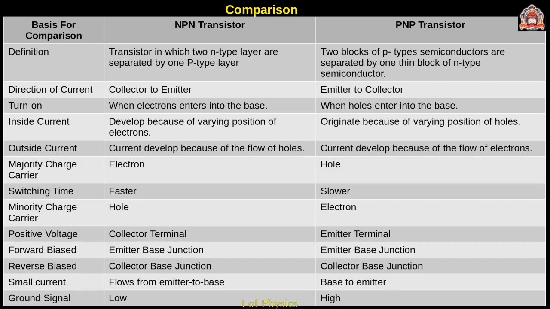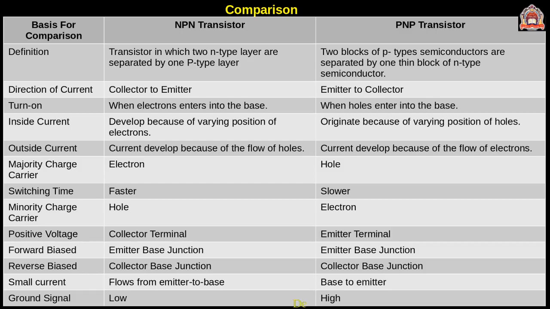As per the definition, the NPN transistor is one in which two N-type layers are separated by one P-type layer. In a PNP transistor, two blocks of P-type semiconductor are separated by one thin block of N-type semiconductor. The direction of current in the NPN transistor is collector to emitter. In the PNP transistor it is emitter to collector. When it is turned on, electrons enter the base in the NPN transistor, whereas in the PNP transistor holes enter the base.